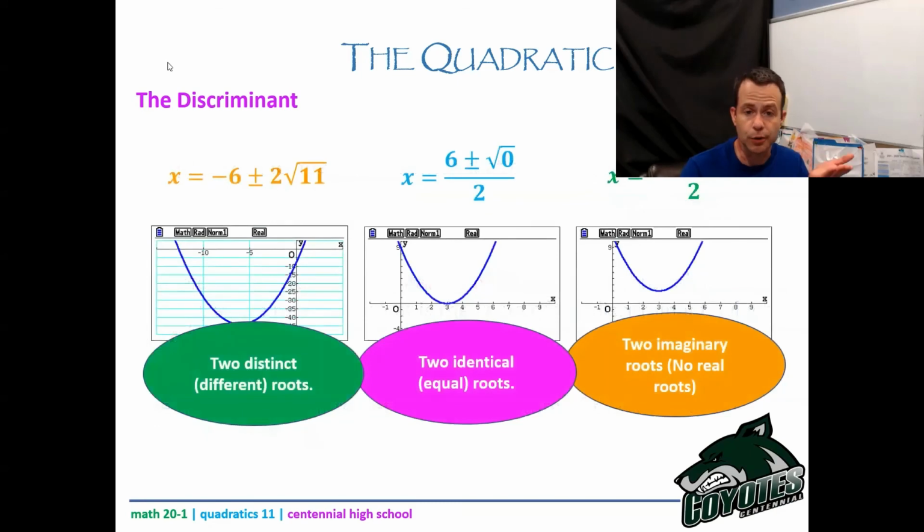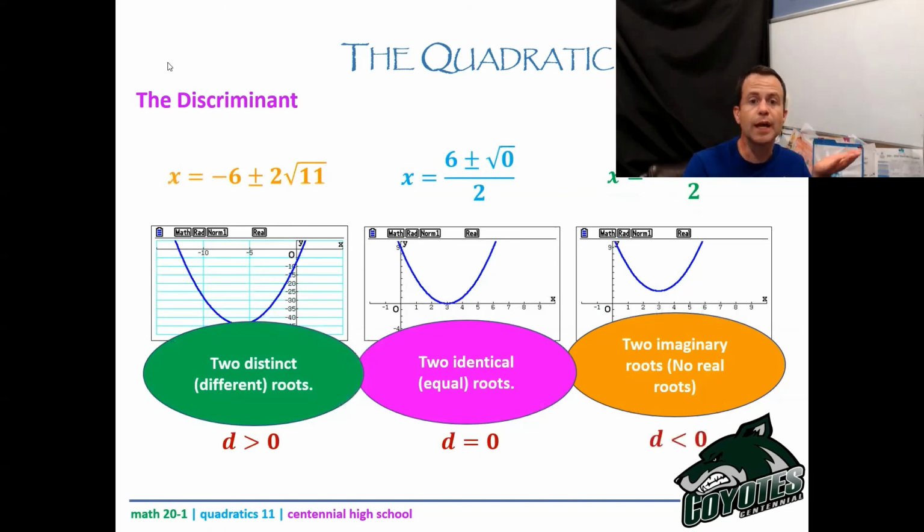Well, I've kind of already walked you through that, but what I want you to notice here is for two distinct roots, the discriminant will be greater than 0. For two identical or equal roots, the discriminant is 0. And then for two imaginary roots, or no real roots, the discriminant is less than 0.